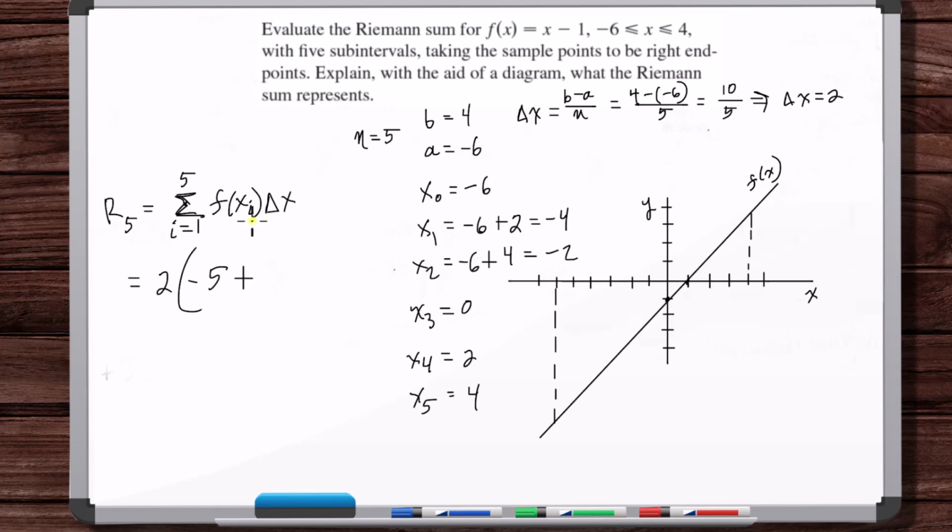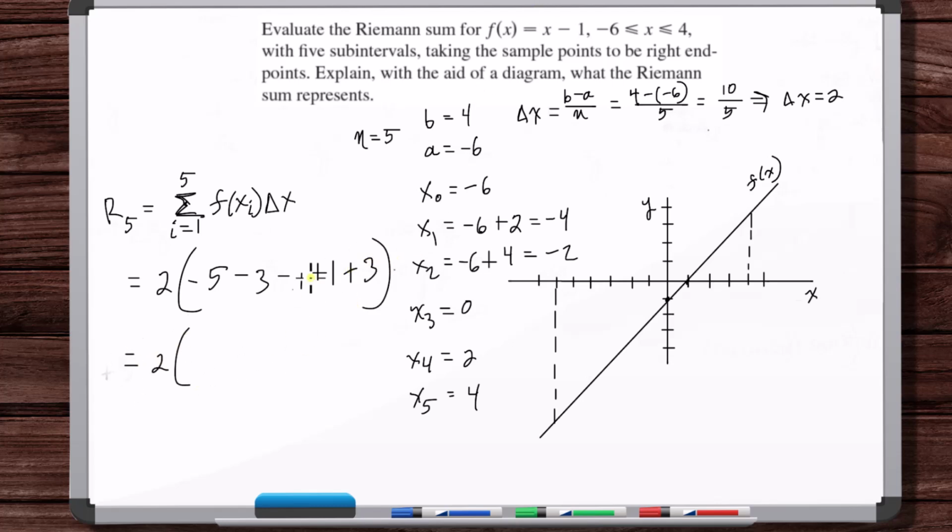Okay, what is f of x2? F of minus 2. That's minus 2 minus 1, that's minus 3. Okay, what is f of x3? F of 0 is minus 1. What is f of x4? That's f of 2. That's 1. F of x5, 4 minus 1, that's 3.